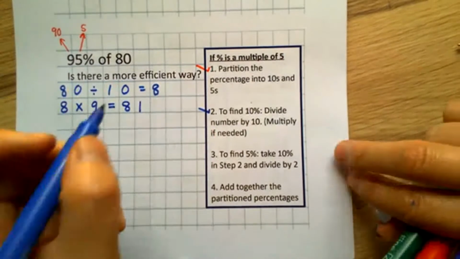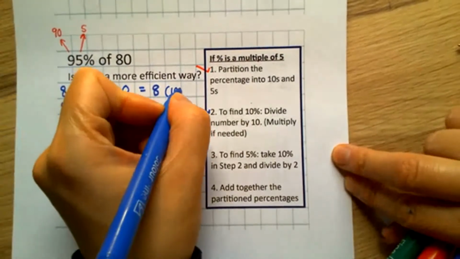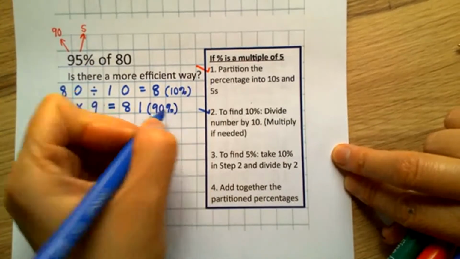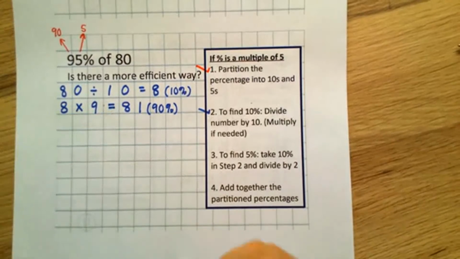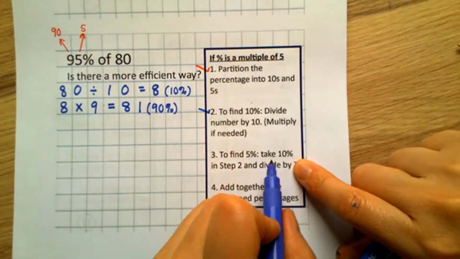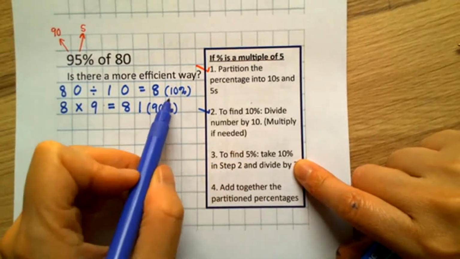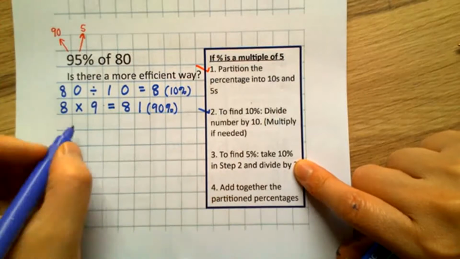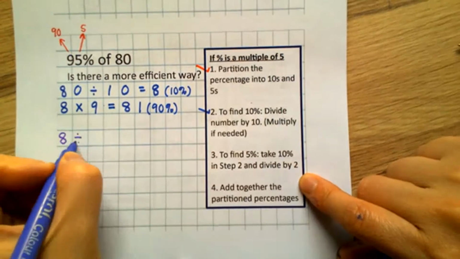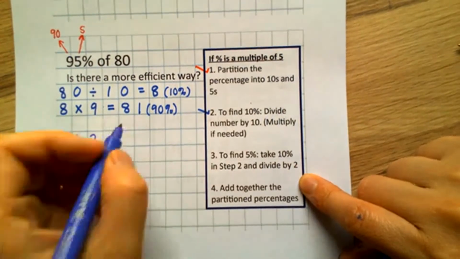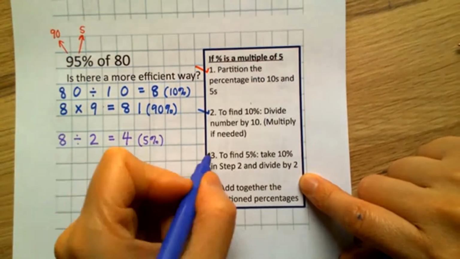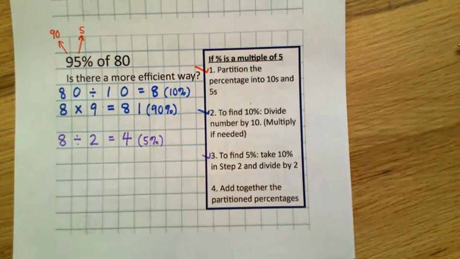I'm going to tick that now. I'm going to write down here, this one was 10%, and this is now the equivalent of 90%. Great. Okay, the next step. To find 5%, I need to take the 10% in step 2. So which one was 10%? Can you tell me? Good. 8. And I need to divide that now by 2. Okay, so now that equals 4. I'm going to write down that that is 5%. So that's nice and clear for me.